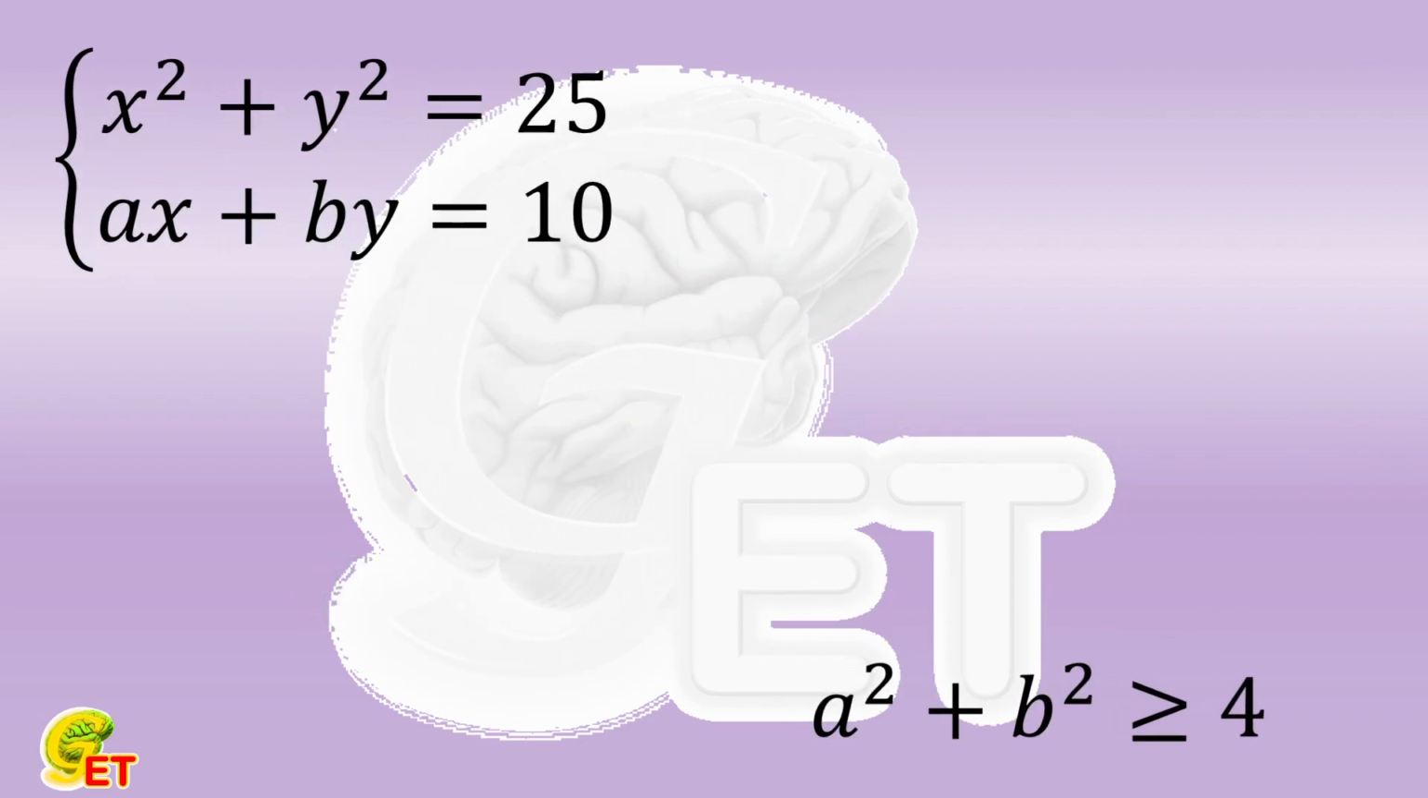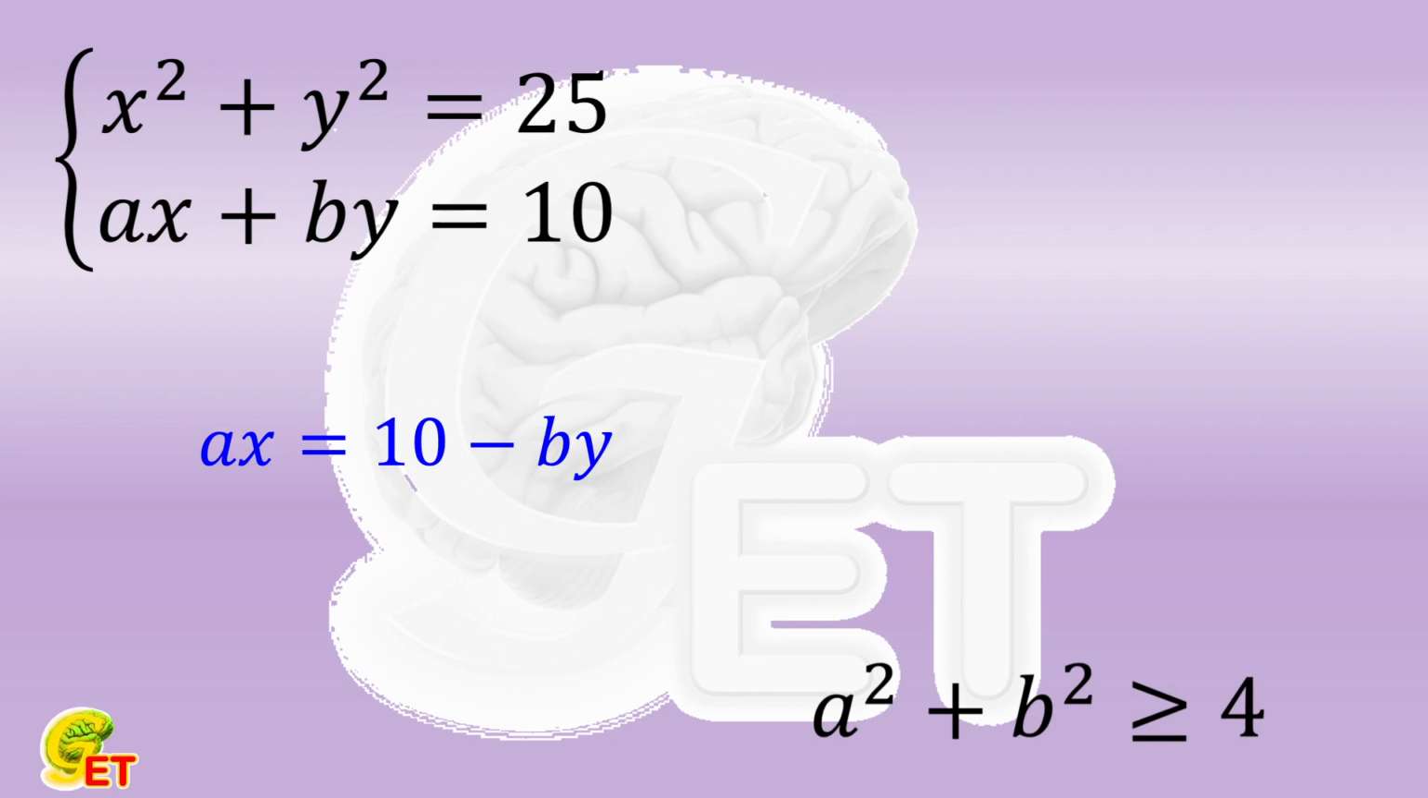The first way, for the students in the 9th grade, the most used method to discuss the necessary and sufficient conditions of real number solutions, is the discriminant of the quadratic equations in one variable. So we can choose to convert these equations into one quadratic equation in one variable. It's easy. From the second equation, we have a times x equals 10 minus b times y.